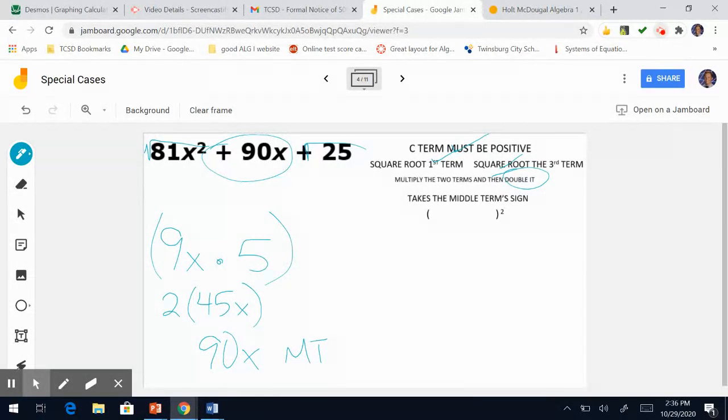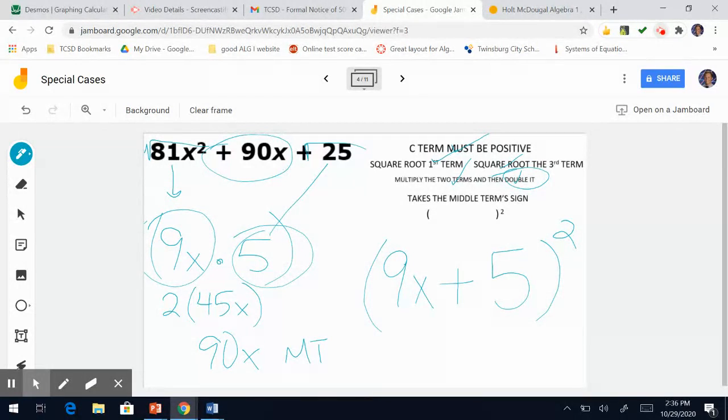Is that my middle term? Sure is. All right. So then we know that if it checks all this, it's a perfect square trinomial. So it takes the middle term sign. What's my middle term sign? Plus. So this is a perfect square trinomial. I'm going to take this answer from my front term, this answer from my back term. 9x is the front term. That last term is 5, and we have a perfect square trinomial of 9x plus 5 squared.